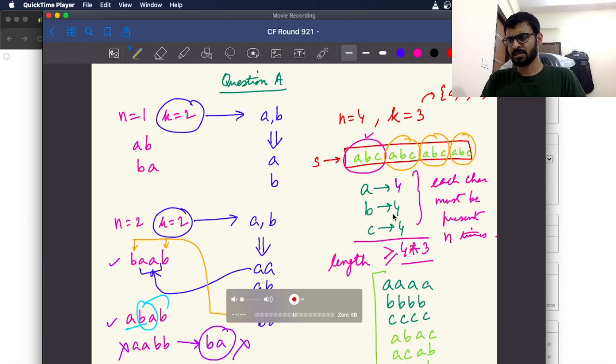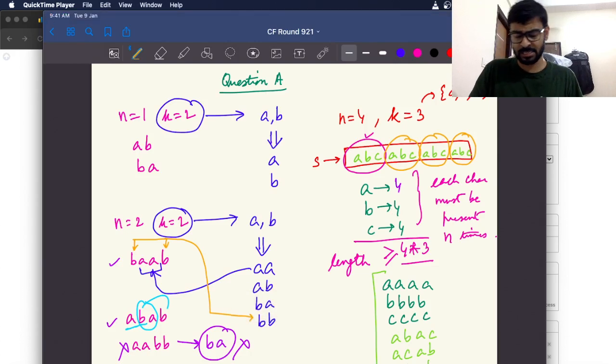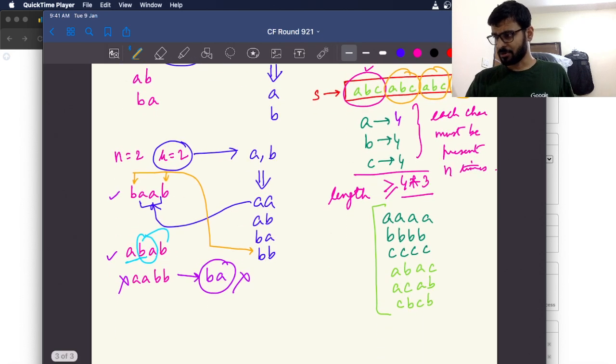Now, some basic ideas can be, hey, let me count the characters, because for the given cases that is sufficient. But that is not sufficient, because let's say for this kind of an example, if A, B, B is given, and if N equal to 2, K equal to 2 is given, A, B, B is not satisfying, but the counts will satisfy. A occurs twice, B occurs twice. So this is not sufficient.